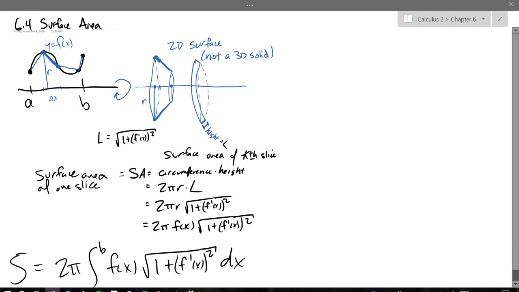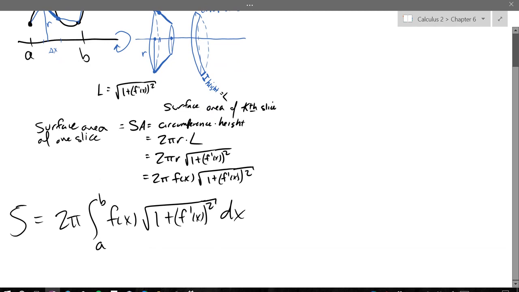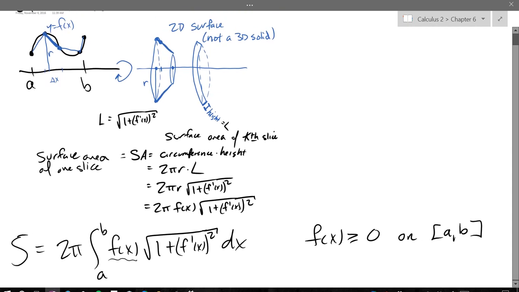Now there's an assumption I made on this picture right here. I assumed that our function was above the x-axis. So I better write that down. It's going to change things. If we're below the x-axis, r would be negative, and the part that would be messed up is that f of x would be negative. So this makes an assumption that f of x is greater than or equal to 0 on the interval a to b. So you got to be above the x-axis. If you were below the x-axis, you could actually just throw an absolute value around the f of x right here. That would be one way to fix it.